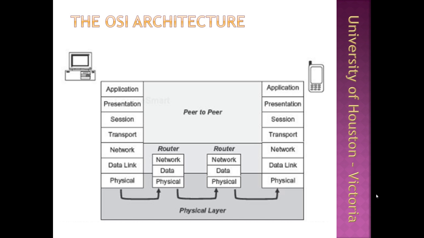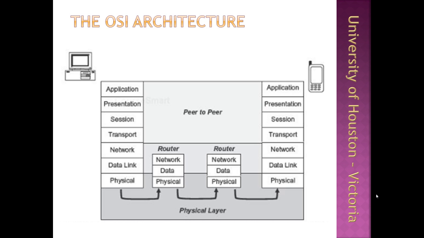Each of these information packets will be sent through the physical layer, and if needed, goes through a router. A router shares the last 3 layers of your OSI architecture, namely the network, the data link, and the physical layers, and passes these packets of information to the next router and the next router until it reaches the destination.